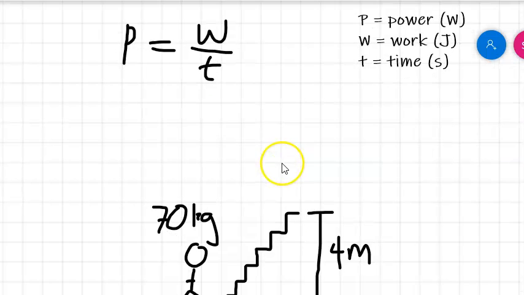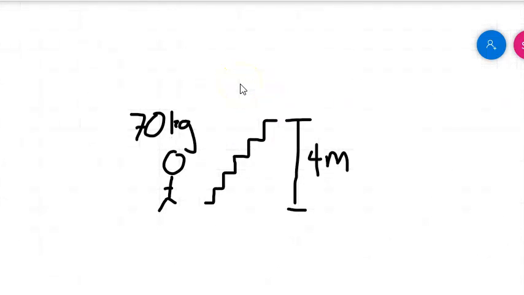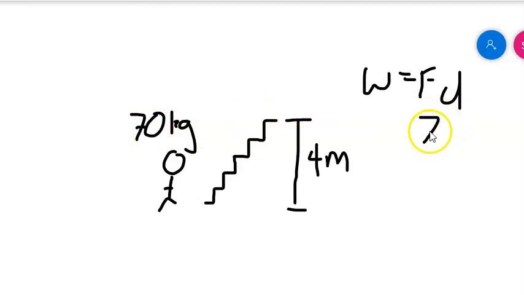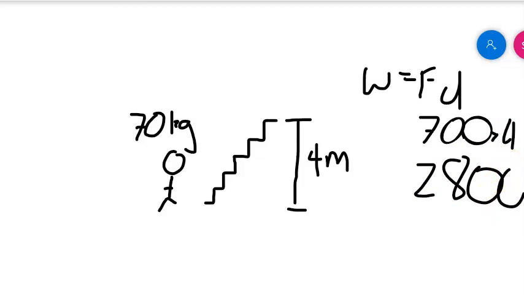We'll first of all work out the work. Excuse me, I'm using work far too often in this example. We've got a person of 70 kilograms who runs up a stairwell which is 4 meters high. What is the work that would be exerted by this person running up the stairs? Well, work equals force times distance. The force is 70 times 10, because this is the mass, so to convert it to the weight force we need to times it by 10. So we've got 700 times 4, which will equal 2,800 joules.